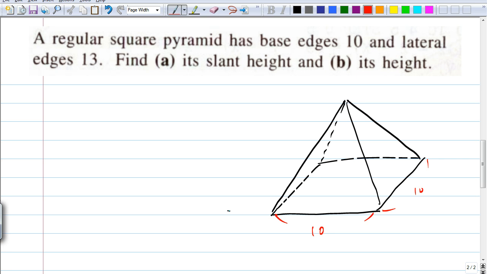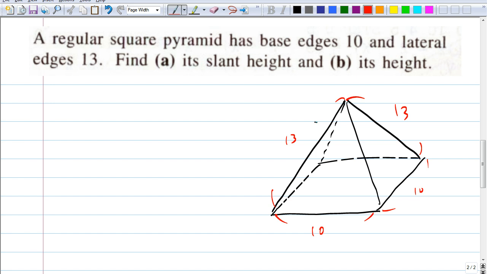And what is the lateral edge 13? Where's that going to be? Yeah, the side of the triangle is 13. That's what they're saying. Okay, so you have to understand what they mean. They don't give you these pictures, so you have to figure it out, right? Of course, all four lateral edges will be 13. All right, and so what do they want you to find?